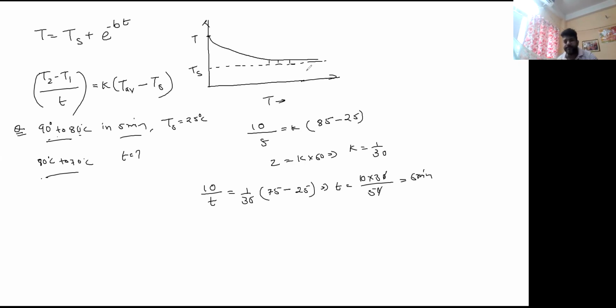ये हुआ तुम्हारा न्यूटन्स लॉ ऑफ कूलिंग, इसके साथ है स्टीफेंस लॉ। नेक्स्ट, स्टीफेंस लॉ। स्टीफेंस लॉ में क्या बोला है कि रेट ऑफ फ्लो ऑफ हीट per unit time is directly proportional to T to the power 4 into cross section area. Radiant energy per unit time, or rate of flow of heat per unit time, is directly proportional to T to the power 4 A.